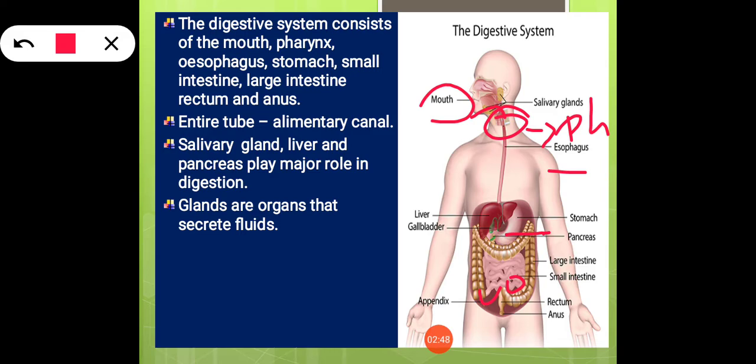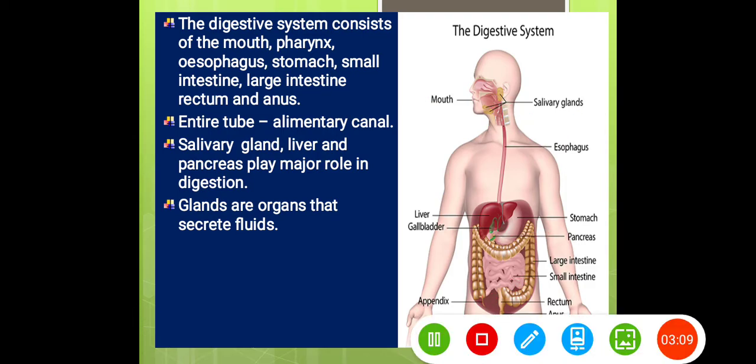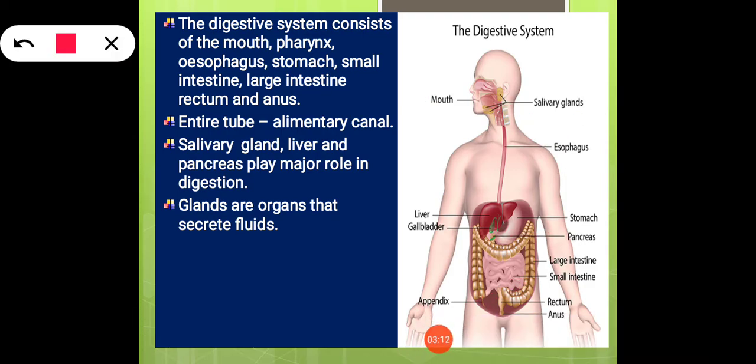The undigested food enters the large intestine. From the large intestine, the undigested waste materials are excreted through the rectum and anus. And the entire tube which is involved in the digestive system is known as the alimentary canal.